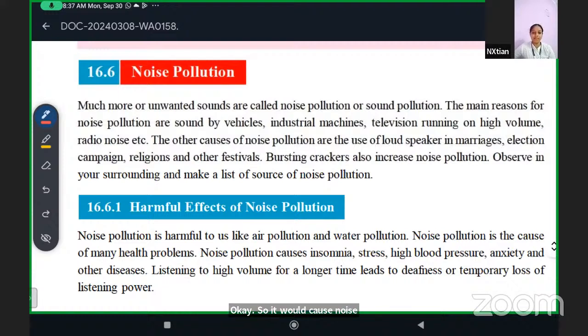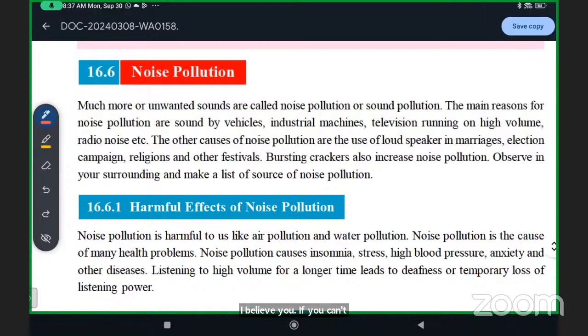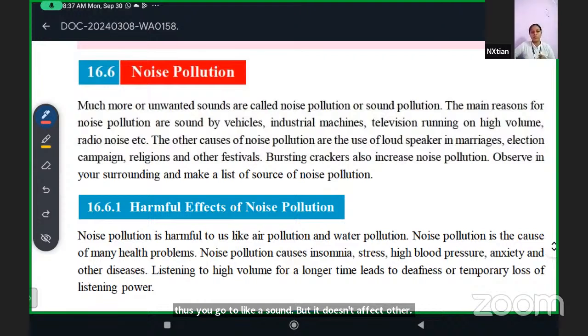Yes, Abraham. My other question, ma'am: in a speaker, there's a normal volume, a treble, and a bass. I heard that if you reduce one, I can't remember, either the treble or the bass, the sound travels less, and thus you get the sound but it doesn't affect other people. So the sound travels at that place only, and it doesn't affect the people.